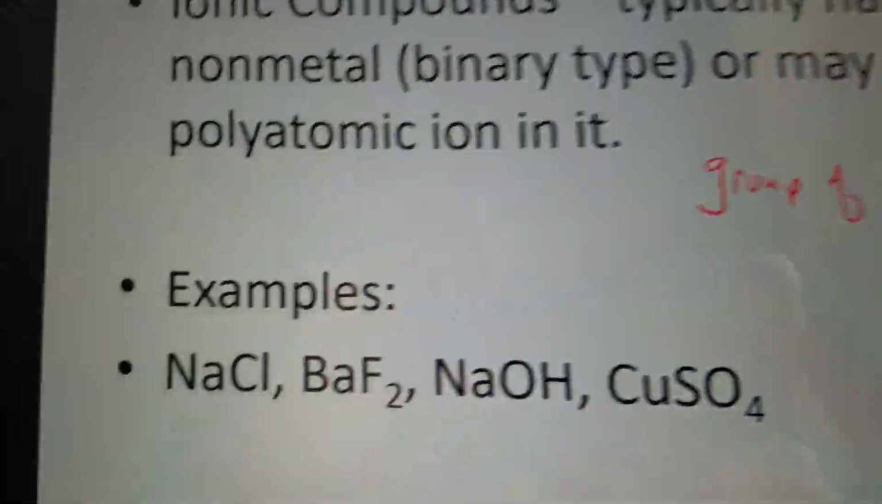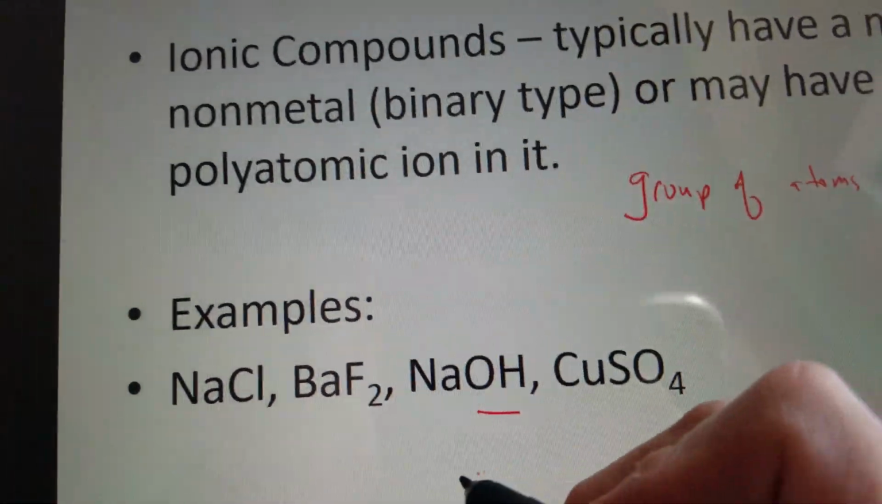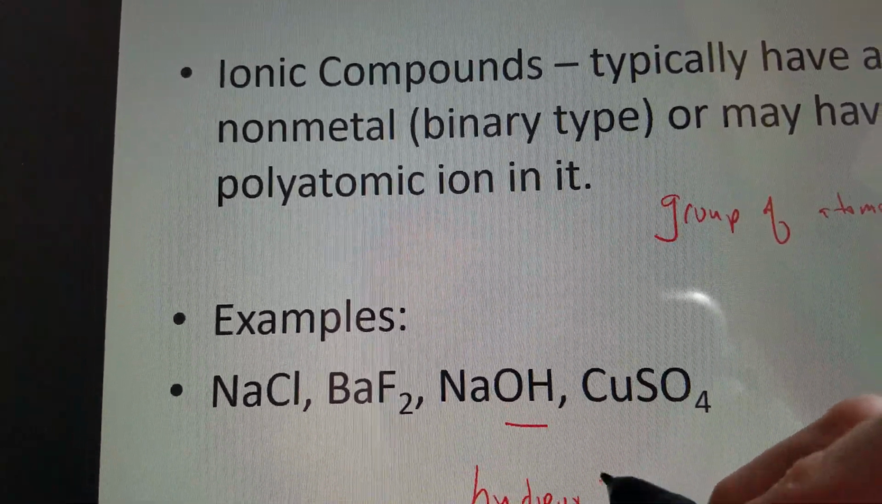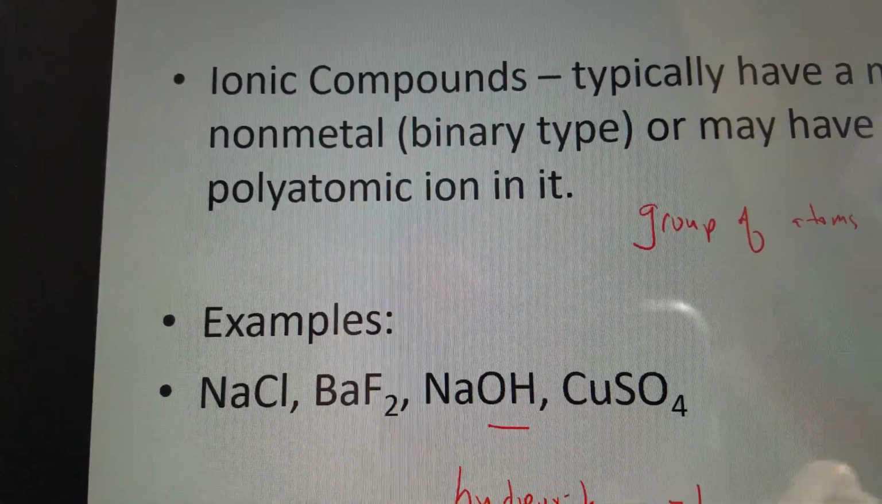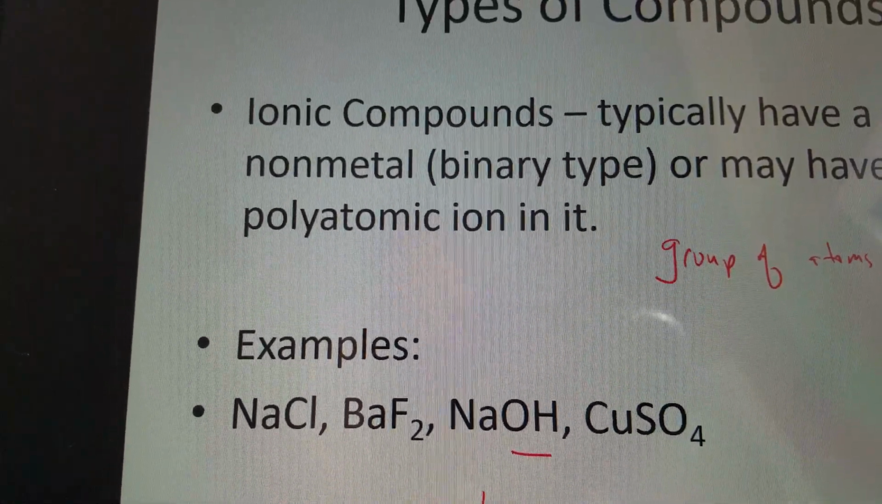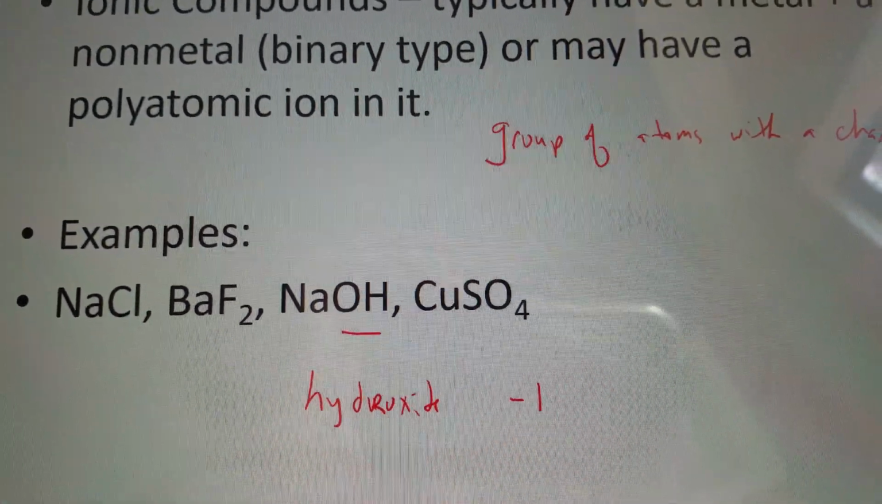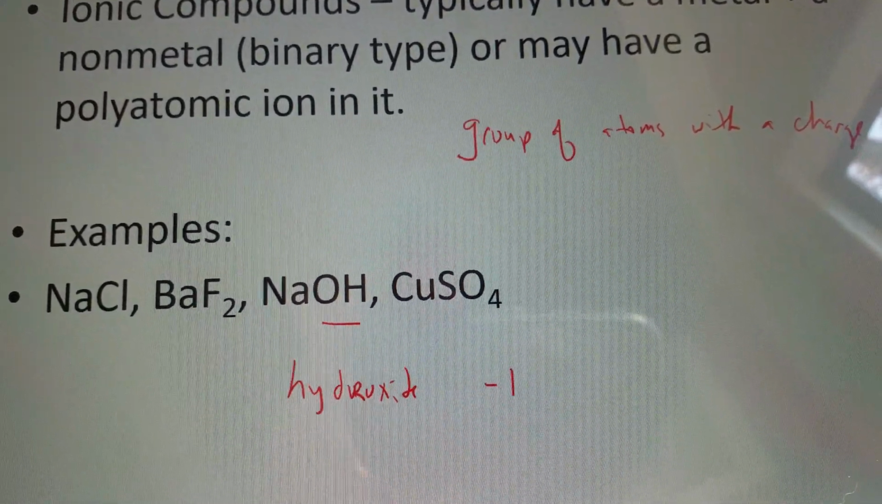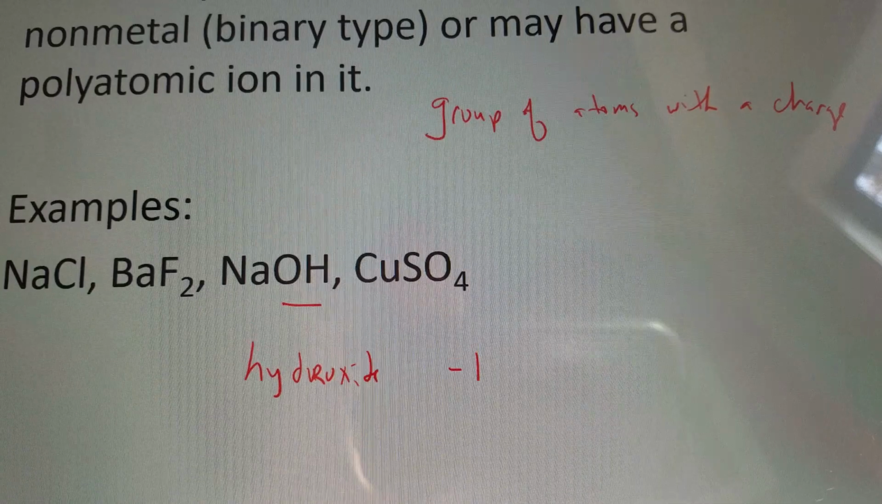But in this particular case, the OH, for example, stands for the hydroxide ion. And the hydroxide ion always has a -1 charge. The charges are going to be important when you're writing the formulas because you have to make sure that your overall compound is neutral or has a 0 overall charge.